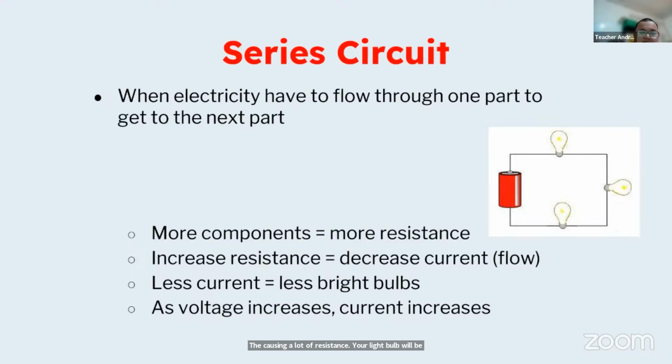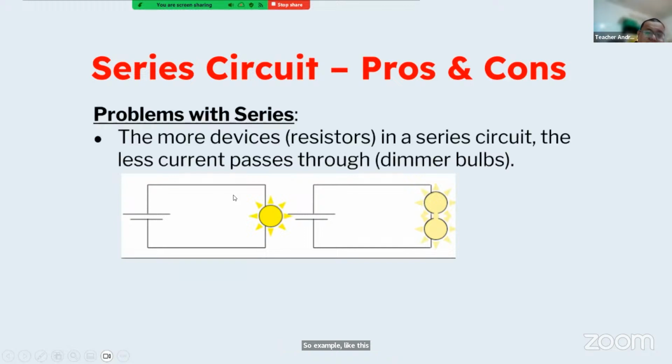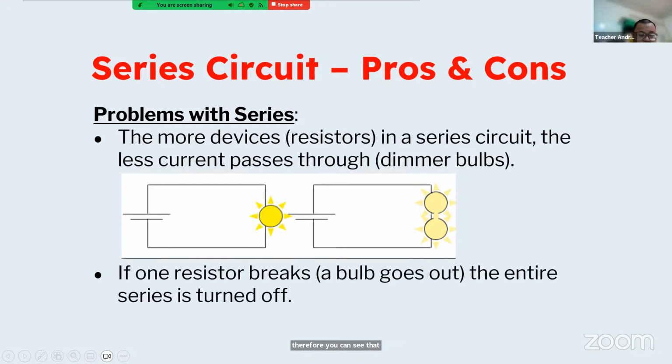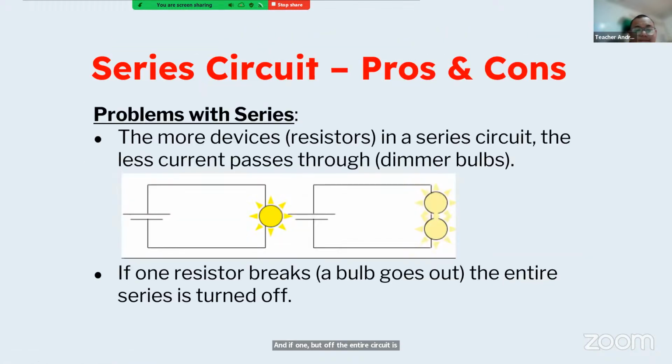All right. So, an example like this. The problem is because there are many devices here, less current passes through them. Therefore, the light bulbs will appear to be less bright compared to one light bulb. So with one light bulb, the light bulb is very bright, but two light bulbs share the load and there's too much resistance. Therefore, you can see that two light bulbs in one circuit is very dim. And if one light bulb breaks off, the entire circuit is gone. So this is a problem with the series circuit.